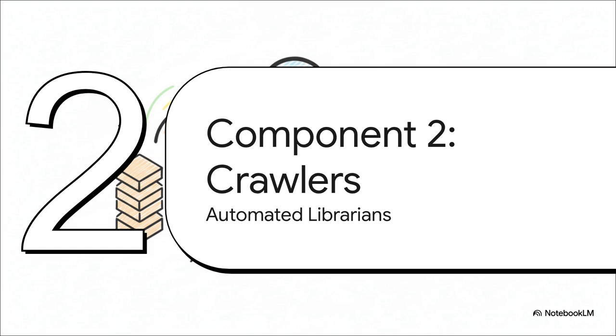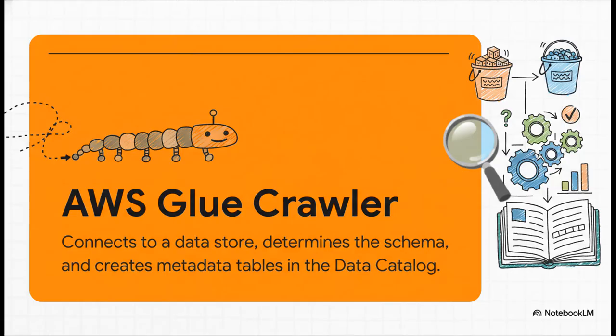Okay, so we've got our card catalog ready to go. But how do we fill it up? I mean, you could enter everything by hand, but who has time for that? It'd be super tedious. Instead, Glue gives us these amazing automated librarians to do all the heavy lifting. And these are called crawlers. A crawler is pretty much pure magic.